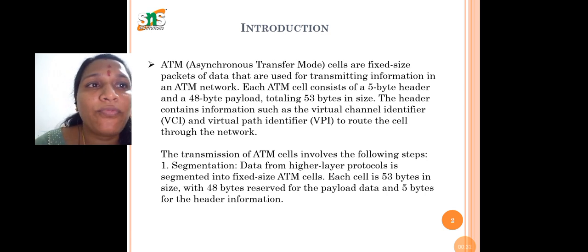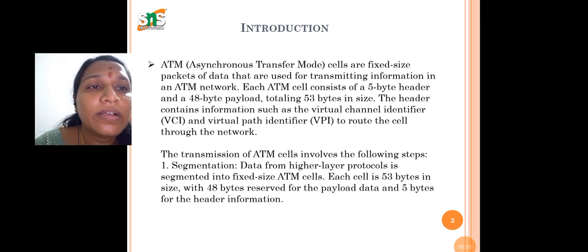Each ATM cell consists of a 5-byte header and a 48-byte payload, totally 53 bytes in size. It has a virtual channel identifier and a virtual path identifier, the routes that cells take through the network. The transmission of an ATM cell involves the following steps.